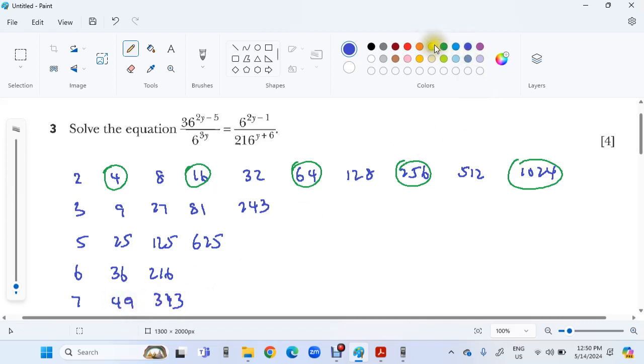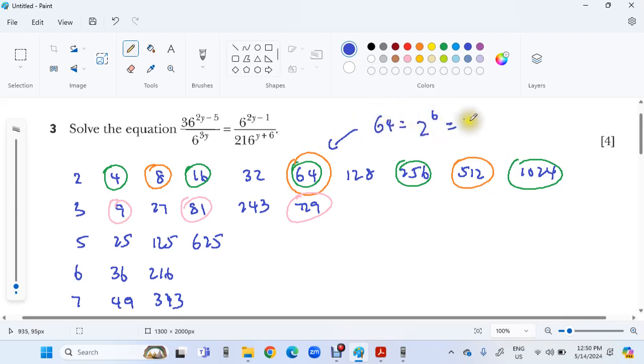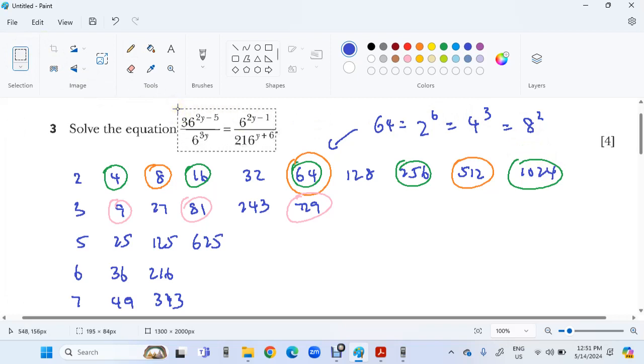And 8 is here. 8, 64, 512. And 9, 81, and 729. So over here, 64 can be 2 to the power of 6. It also can be 4 to the power of 3. It also can be 8 to the power of 2. Okay. So you must memorize this one. If you don't memorize, then the question for indices will not be easy.